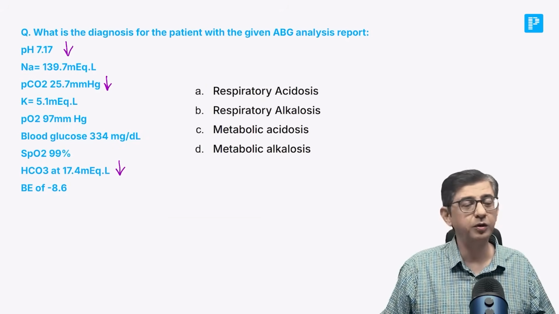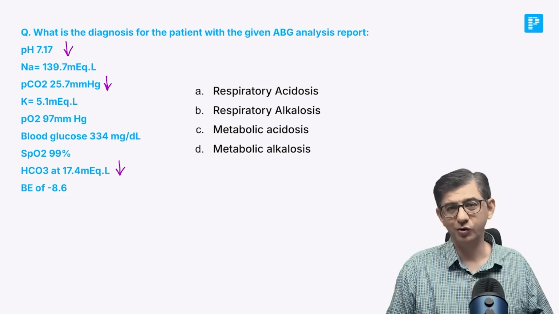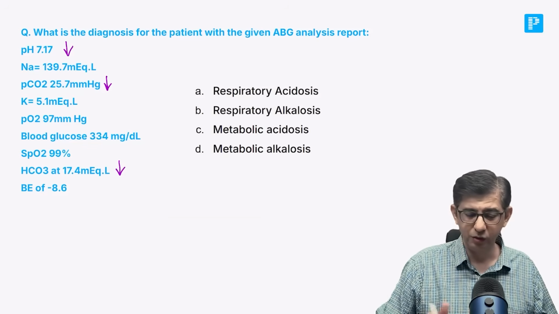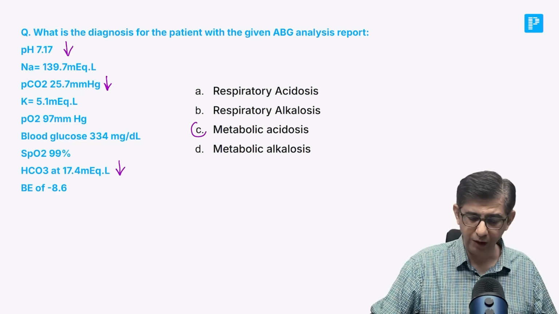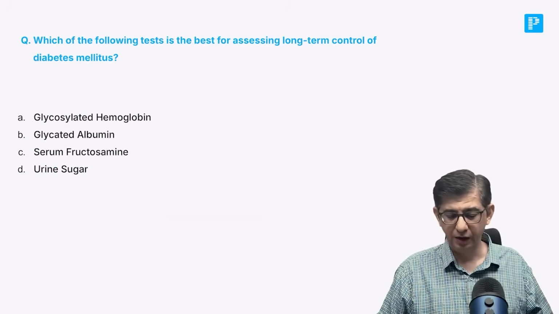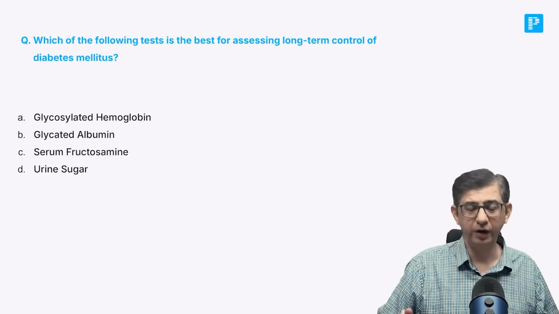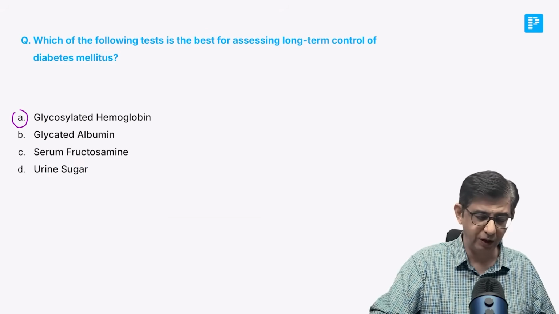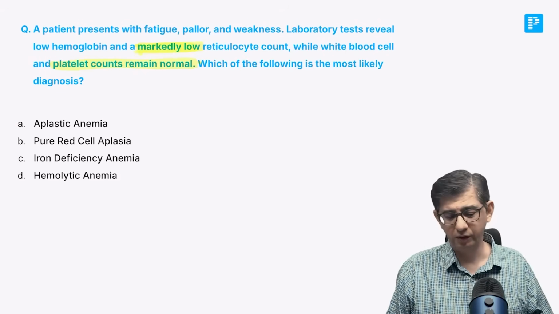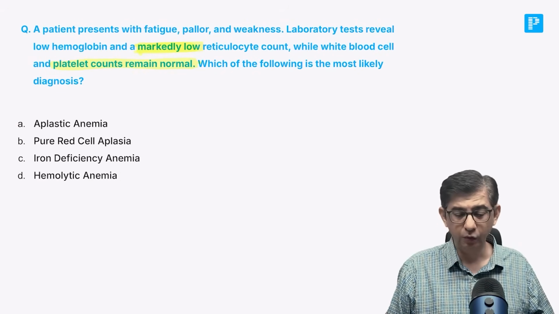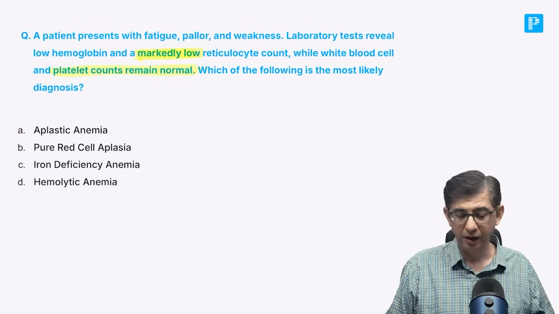Then there is an ABG report again, where all three arrows are going down, down, and down. So this would make it a case of metabolic acidosis. Then, the best test for long-term control of diabetes mellitus is glycosylated hemoglobin. So these are pretty straightforward ones, guys. And now we come to one which is slightly tricky.